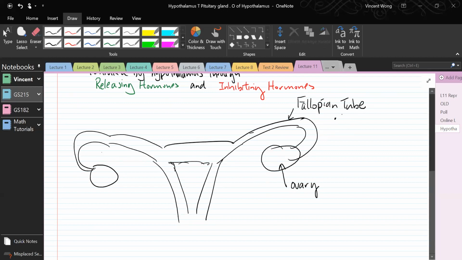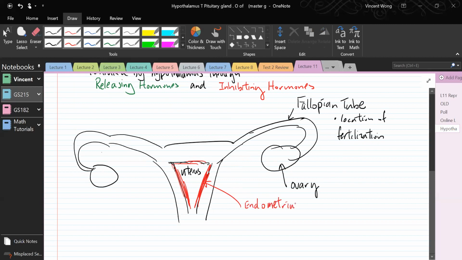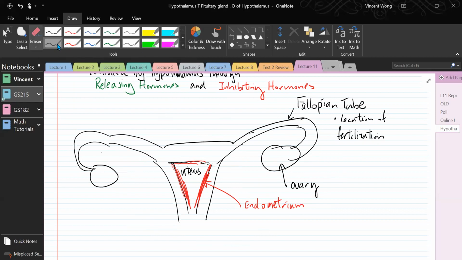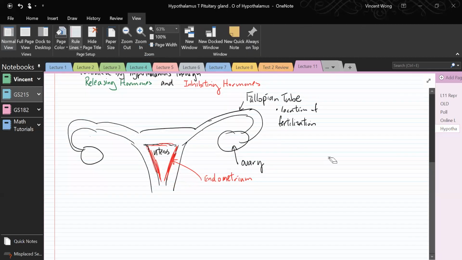This is the location of fertilization. This is the uterus. That's where the baby grows. And the walls of the uterus, that is the endometrium. This is just a very brief description of the major things that you have to know. Of course, you should take a look at the full diagram.